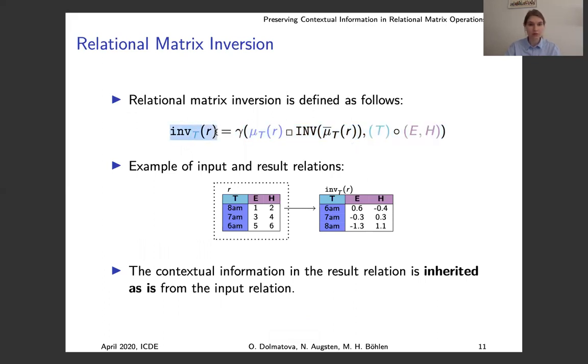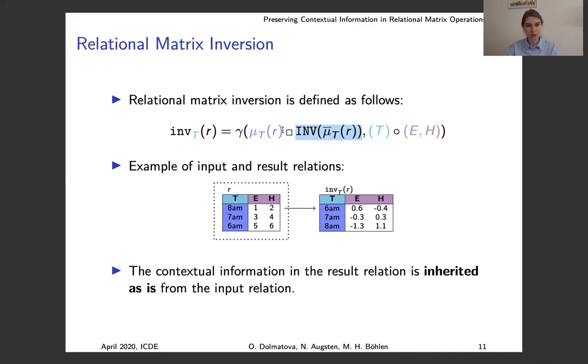This inversion is computed over values in attributes E and H of relation R ordered by T. In formula, this white part is denoted by complement multi R. So how is the result relation composed? First of all, it includes the matrix result of inversion applied to complement multi R. These values are different from the input relation. And also the contextual information is added.